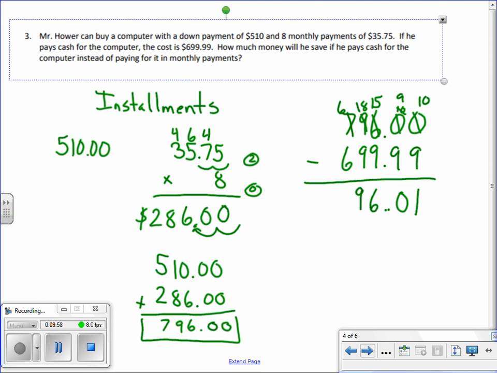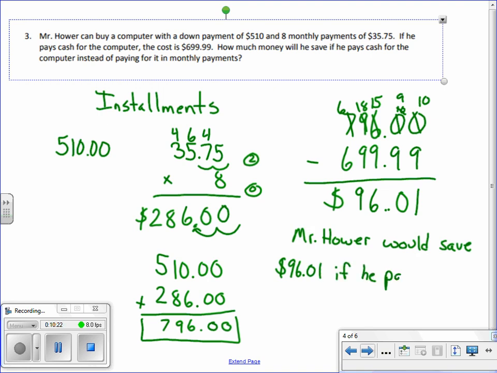So he should save, which is correct, $96.01. So Mr. Hauer would save $96.01 if he paid cash.